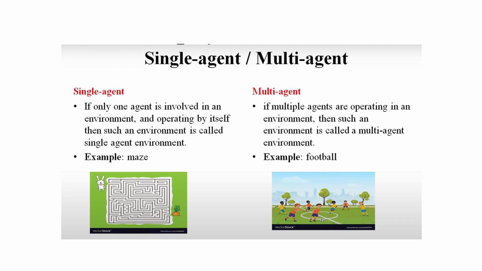So when multiple agents are operating in an environment, such an environment is said to be a multi-agent environment, where agents can interact, cooperate, and even compete in a particular action. A good example is football. Other examples of two-player games are chess and tic-tac-toe, and online multiplayer games like Mario or some other games.